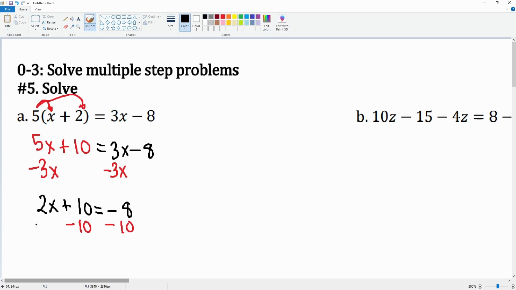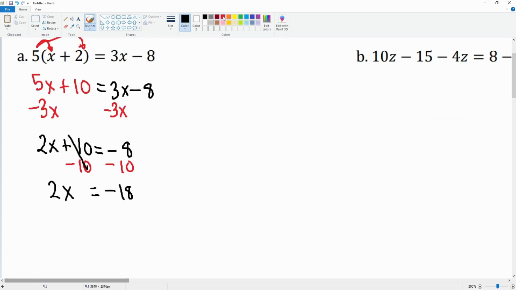Okay, now we do it. 2x, nothing happens to it. Plus 10 minus 10, that cancels. Plus 0, but no one writes the plus 0. Bring down the equal sign. Negative 8, negative 10 gets us negative 18. We have a 2 in front, so we're now going to divide by 2 to both sides. 2 over 2 becomes 1, so we can just write x. Bring down the equal sign. Negative 18 divided by 2 is negative 9.